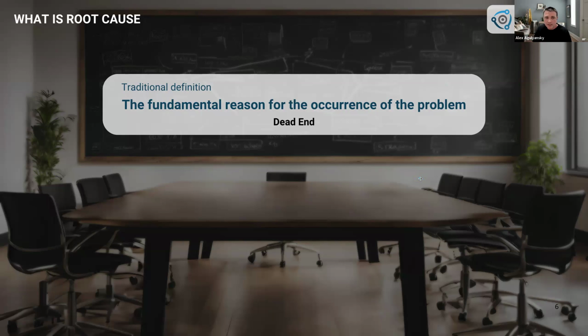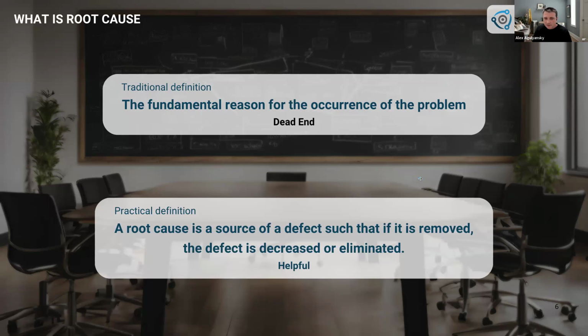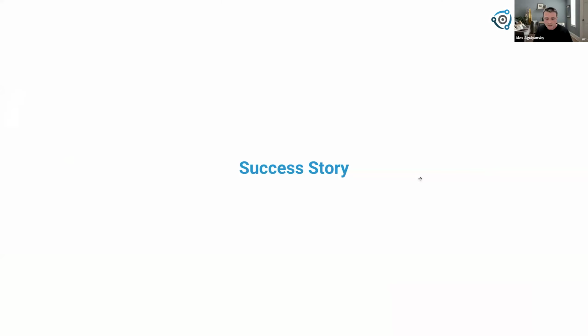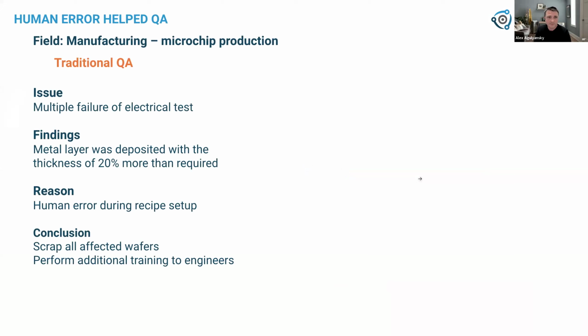Many times it leads to a dead end, or something that happened in the past and you can't really affect anymore. The more practical definition, and that's what we're usually using, is the root cause as a source of a defect, such that if removed, the defect is decreased or eliminated. And we'll speak about that in just a moment. But the point is that even if you have something that happened in the past and you can't really change that, you still can resolve the problem that you're currently having today by addressing a different root cause. And I will send a few articles about that. So we have a small success story here.